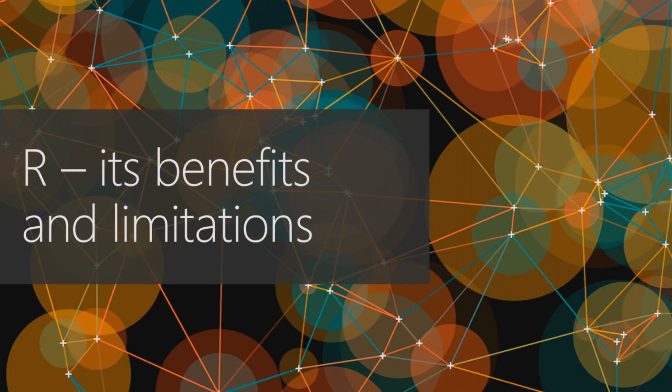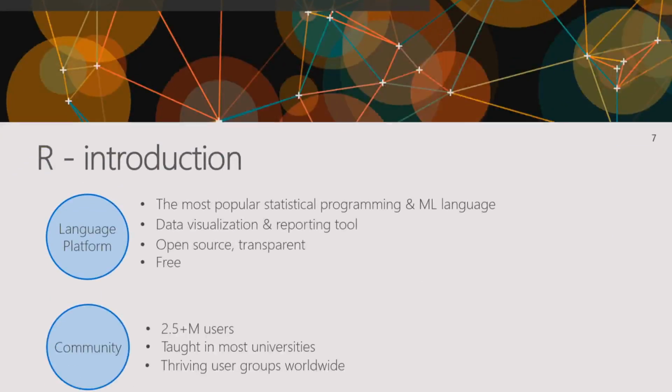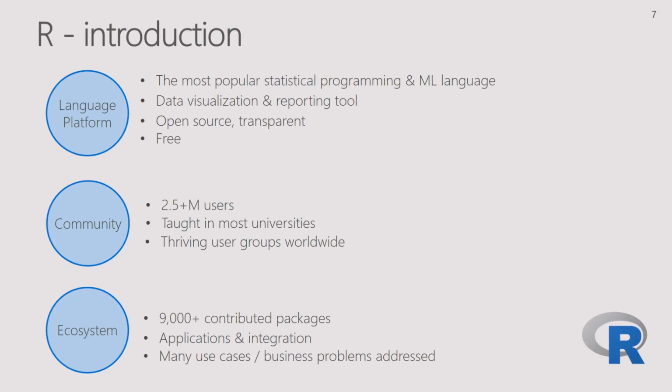First off, I'm going to talk a little bit about R, its benefits and some of its limitations. It's the most popular statistical programming and machine learning language. It's got really good visualization and data reporting tools. It's open source and free, right? So all that is pretty good. It's got a very broad community of users, and right now, if you are a statistician or machine learning practitioner taking some trainings, you'll most likely do some training in R, maybe along with Python or something. And it's got a thriving user group worldwide.